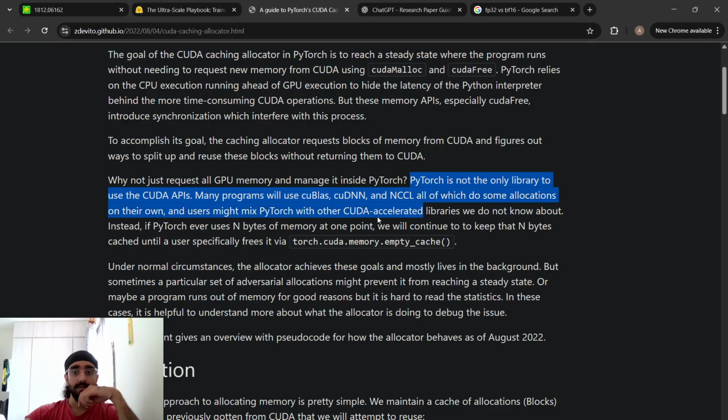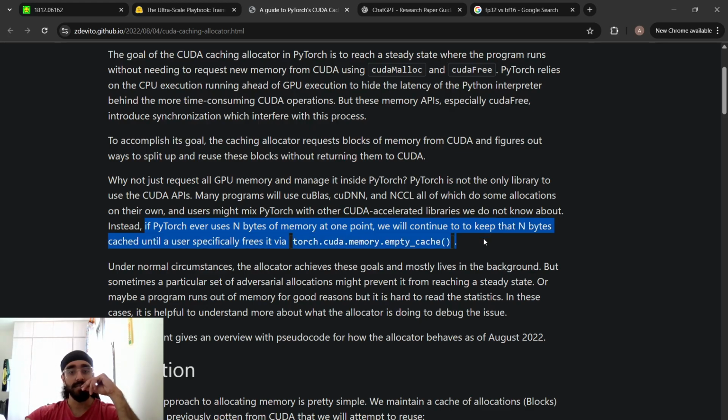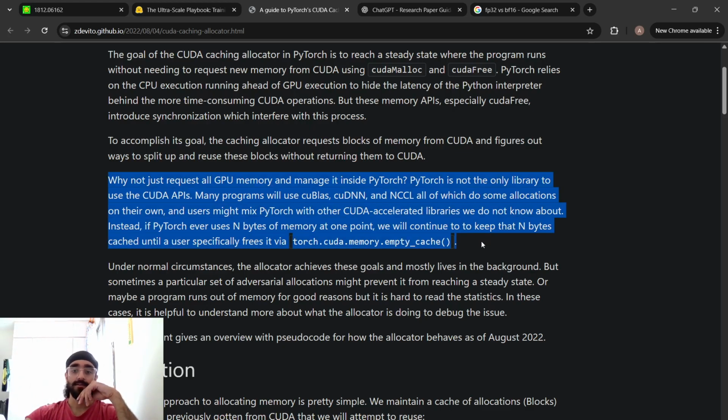PyTorch. Yeah, so this is what I was saying. Users might mix PyTorch and other CUDA accelerated libraries we do not know about. Instead, if PyTorch ever uses n bytes of memory, we will continue to keep that n bytes cached until. Okay, perfect.